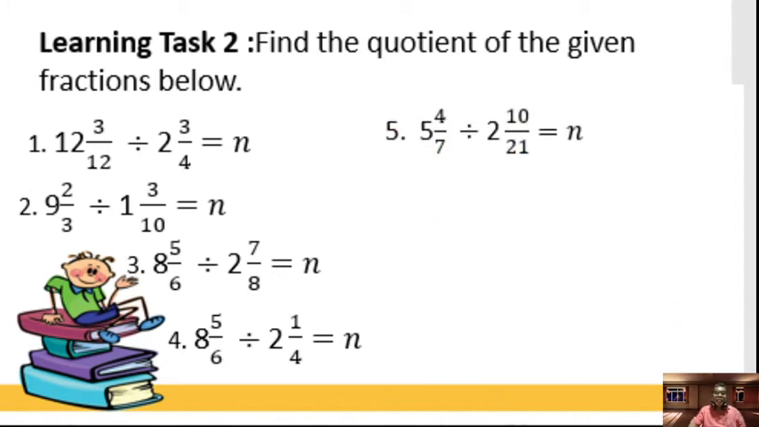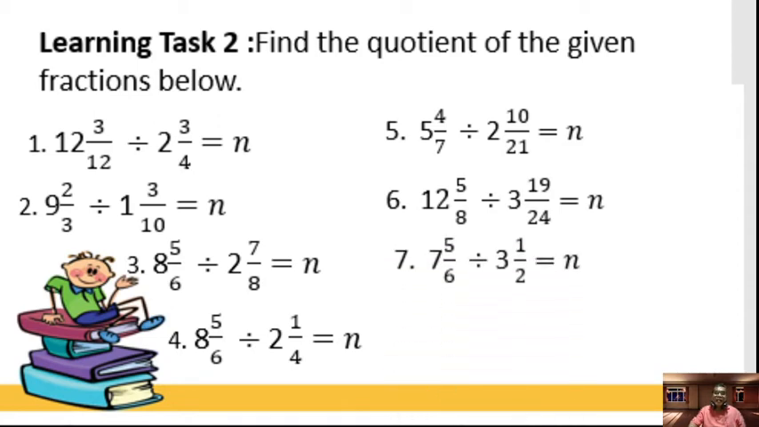Number 5, 5 and 4/7 divided by 2 and 10/21 equals n. 6, 12 and 5/8 divided by 3 and 19/24 equals n. And then 7 and 5/6 divided by 3 and 1/2. And the last one, 14 and 2/3 divided by 2 and 2/7.